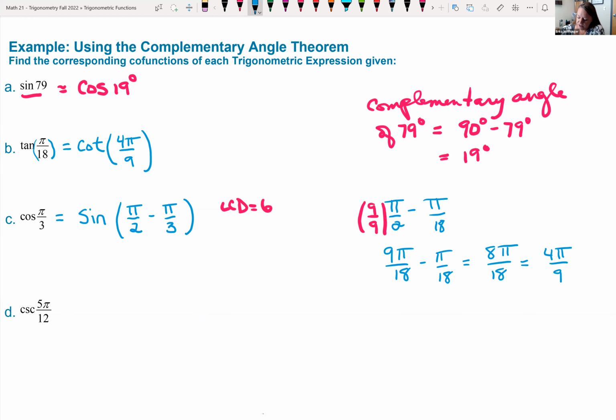And so getting a common denominator, this is the same thing as sine of, well, pi halves, we need to multiply both by a fancy one, 3/3. So this would be 3 pi over 6 minus, we need to multiply pi thirds by 2/2, 2 pi over 6. And so we can say that cosine of pi thirds is the same thing as sine of pi over 6.